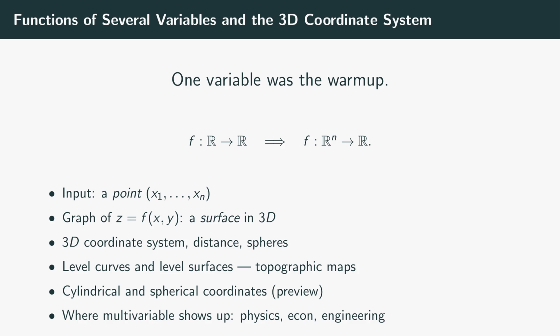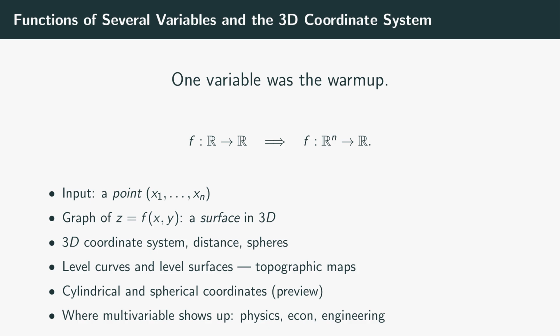The input is no longer a single number, it's a point in space. A pair (x, y), a triple (x, y, z), or in general an n-tuple of real numbers. And the graph of a function of two variables, z equals f of (x, y), is no longer a curve. It's a surface floating in three-dimensional space.